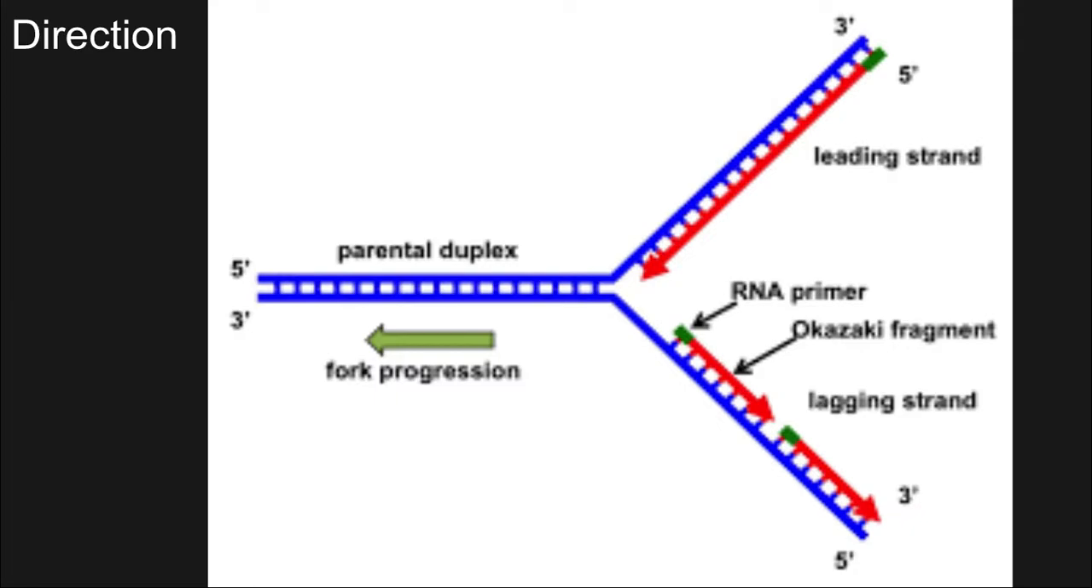Direction of DNA polymerase. DNA polymerase can work toward the replication fork on only one strand, or the leading strand, while on the other strand, the lagging strand, it must proceed away from the replication fork. The lagging strand breaks into Okazaki fragments that are later combined to form a full strand.